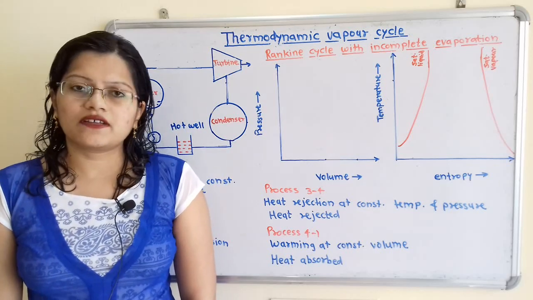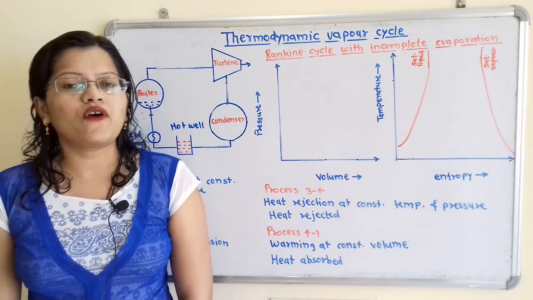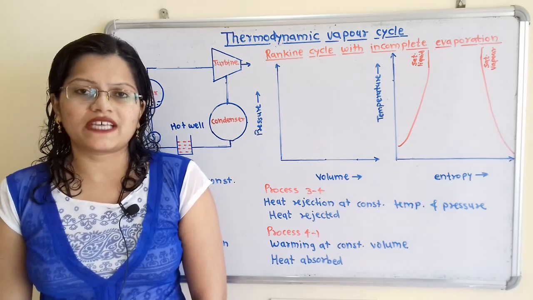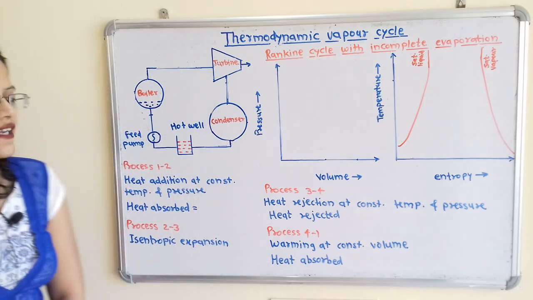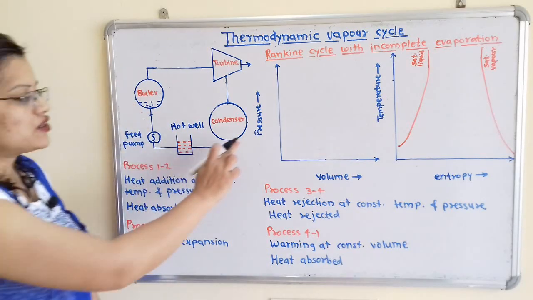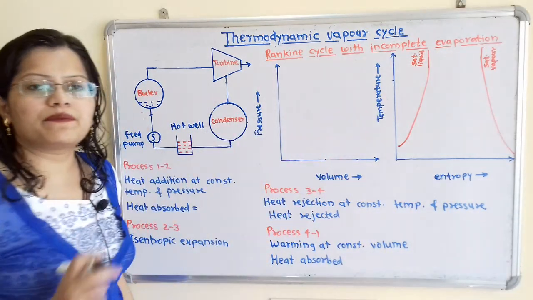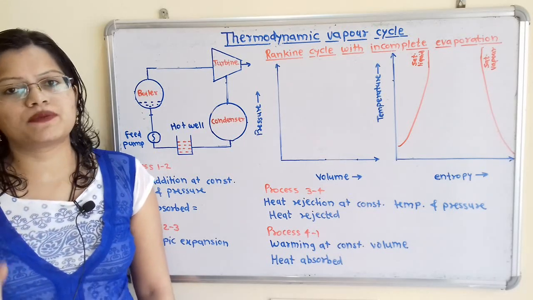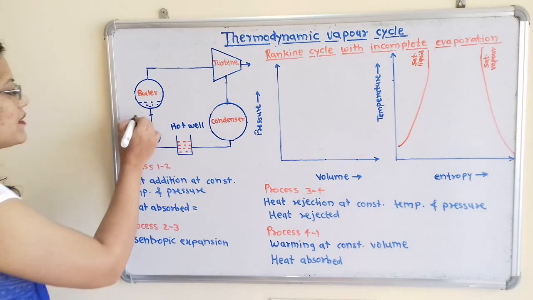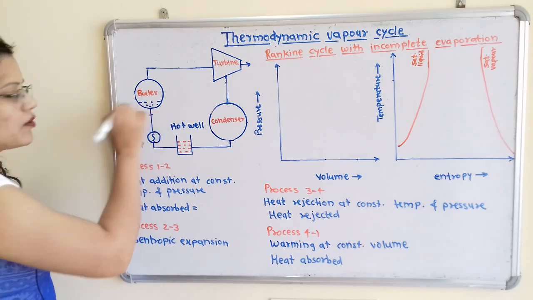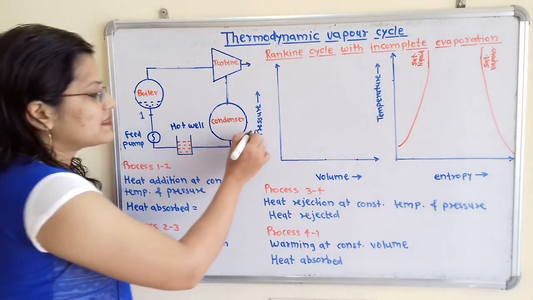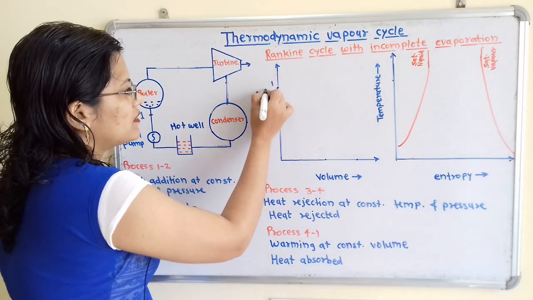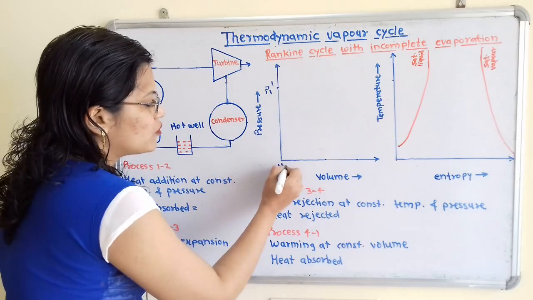Now we will consider what is the initial condition of working substance. We will consider 1 kilogram of saturated water entering inside the boiler at pressure P1, volume V1 and temperature T1. Now we will show this initial condition of the working substance. So here will be point 1 at the entrance of the boiler. Now it is at pressure P1 and volume V1. So I will show here the point 1 at pressure P1, volume V1.